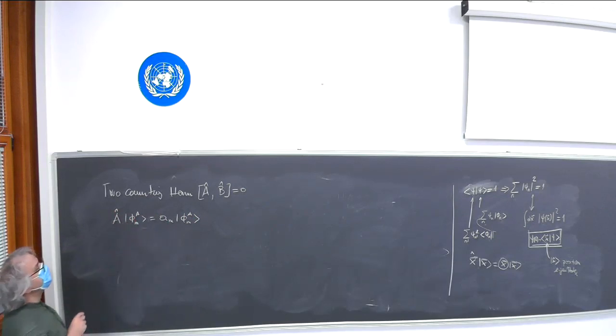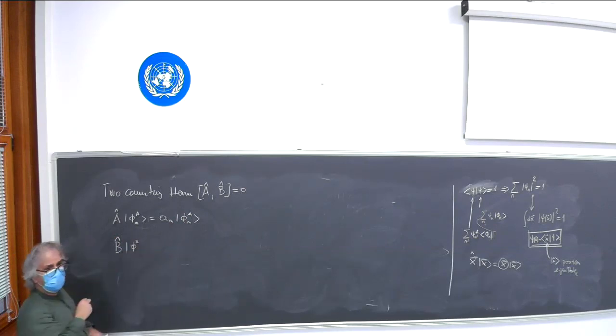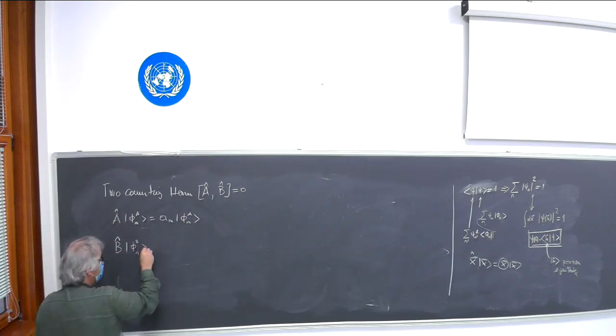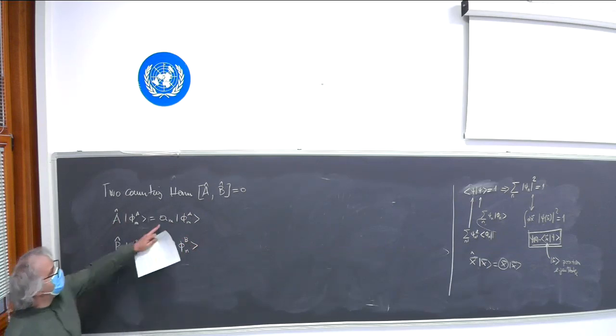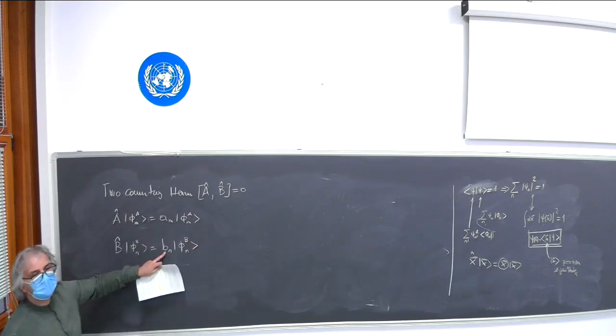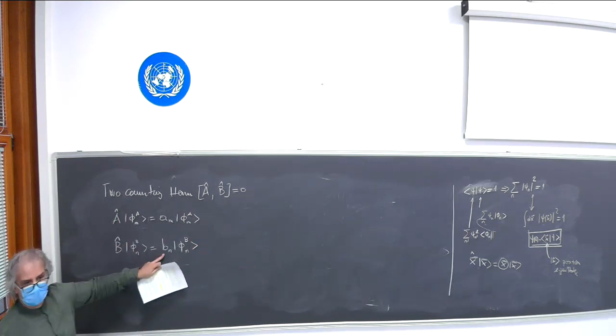Second, B is Hermitian. Therefore, I can find a basis of eigenvectors of B, some elements phi, which I have to label with B, such that B phi_n is equal to b_n phi_n. Is it clear? a_m and b_n are real numbers. They are the eigenvalues of A and the eigenvalues of B.